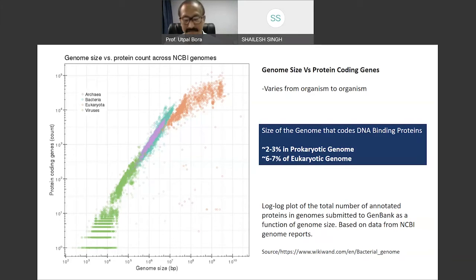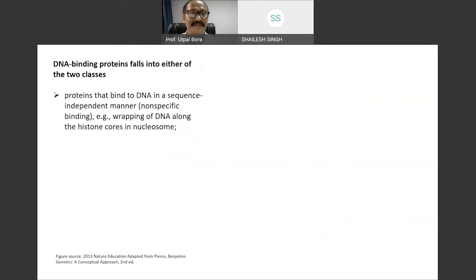So this is a rough statistic you can always carry with you: in humans, roughly 6 to 7% of your total genes carry codes for DNA binding proteins. Now, it's a big number, 6 to 7%. So if you want to classify these DNA binding proteins, they will fall into one of two classes.